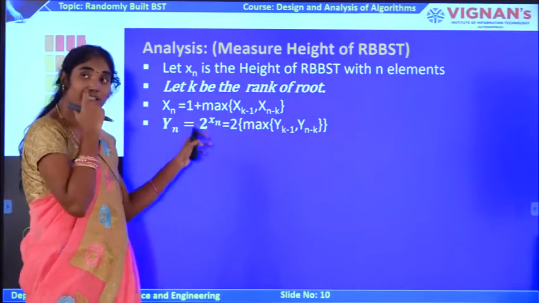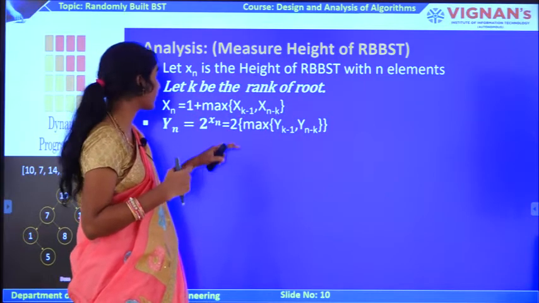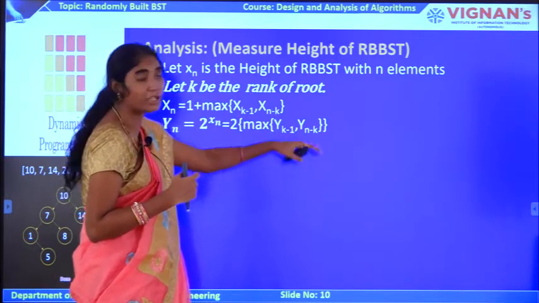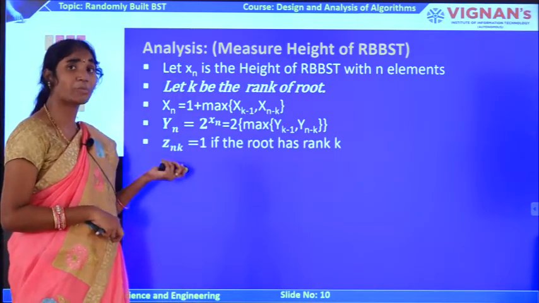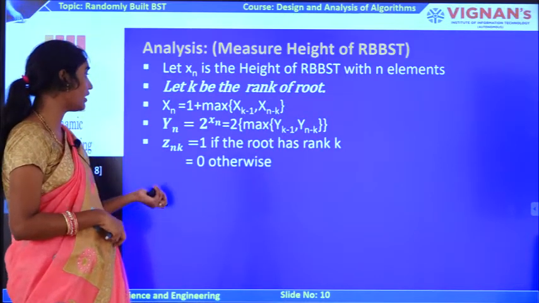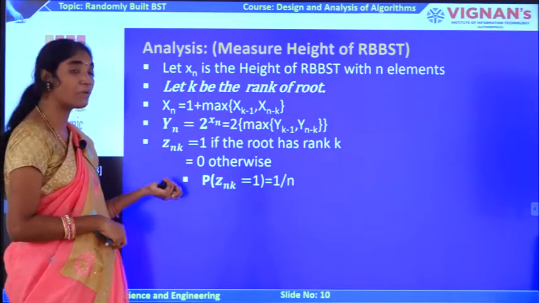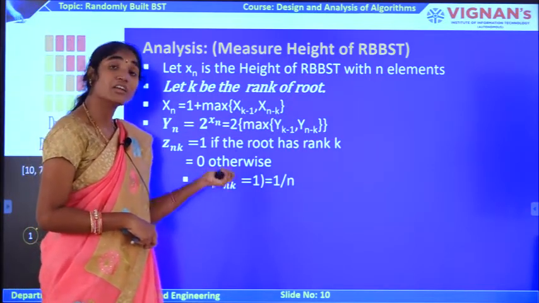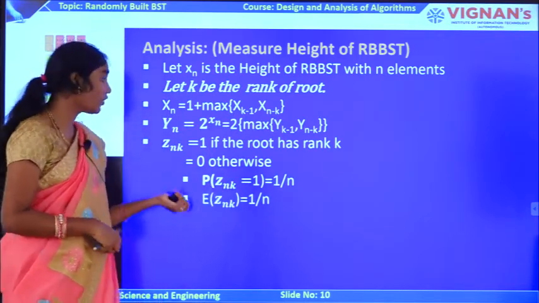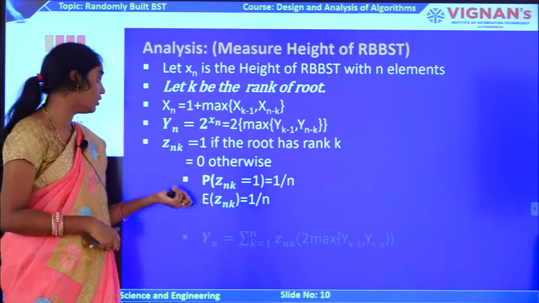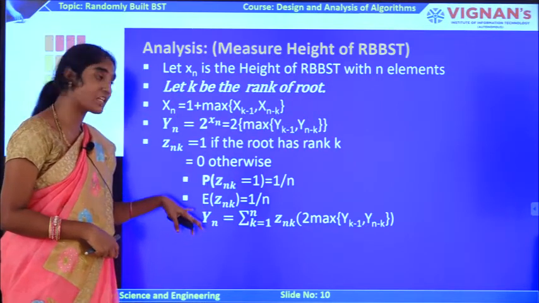And Yn, as we have seen previously, is 2 to the power of Xn. Writing 2 to the power of Xn, that is 2 into the maximum of Y(k minus 1) comma Y(n minus k). Now there is a probability function, Znk, which is equal to 1 if the root has rank k, otherwise 0. I represent this as P of Znk equal to 1, and that probability is 1 by n for n elements. From this probability I also write the expectation: the expectation of Znk is equal to 1 by n.